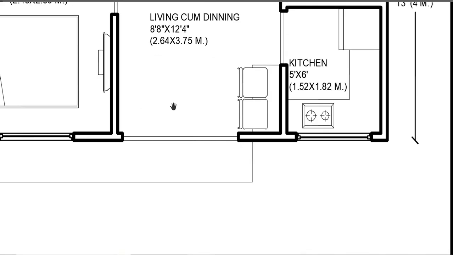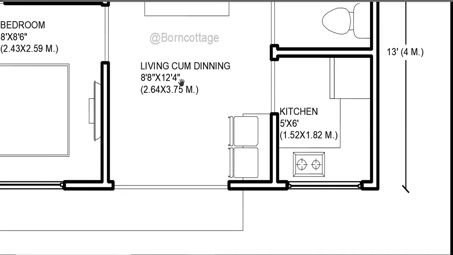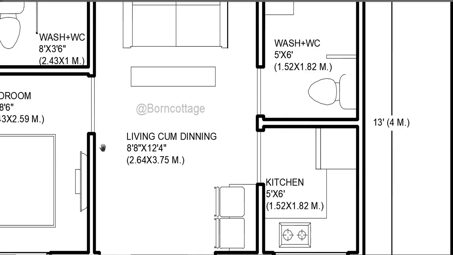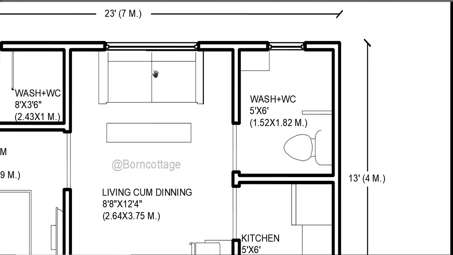There is a sliding door here and we will go inside. So we have living cum dining area in the center. Size of the living cum dining area is 8 feet 8 inches into 12 feet 4 inches, in meter 2.64 into 3.75 meter. You can see here the dining counter, and we will go inside. So we have sofa arrangement and tea table arrangement.